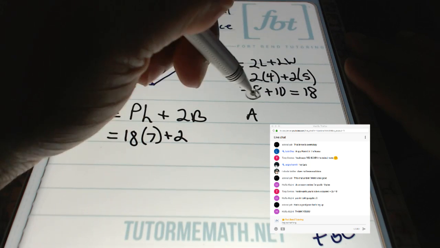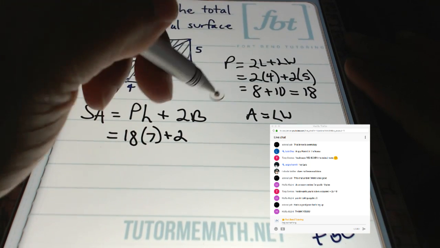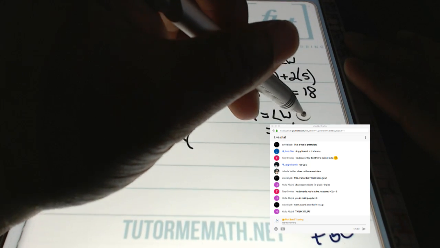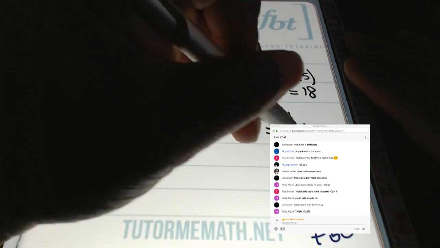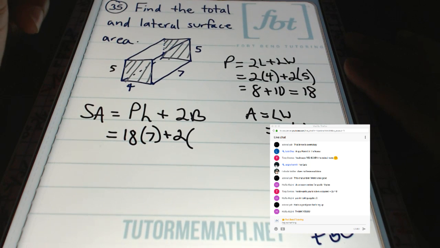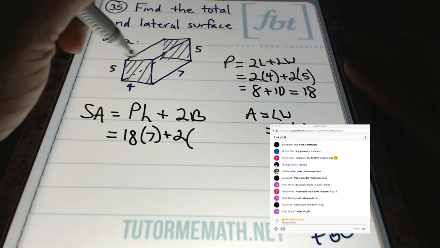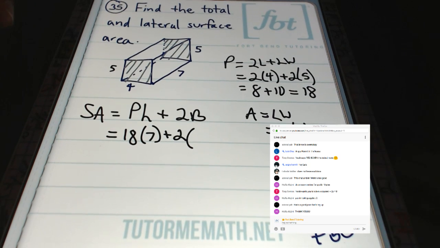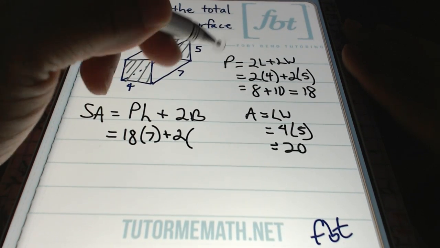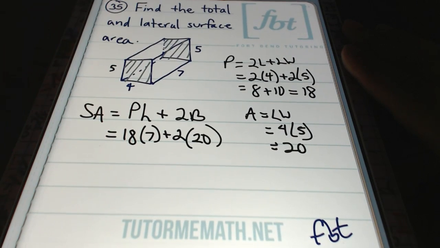So the area of a rectangle, just to remind you, is the length times the width. So therefore, plugging in 4 times 5 here, you'll end up with 20 for the area of your base. That's what that big B stands for, the area of the base, which in this case is a rectangle. And this is what we have here.